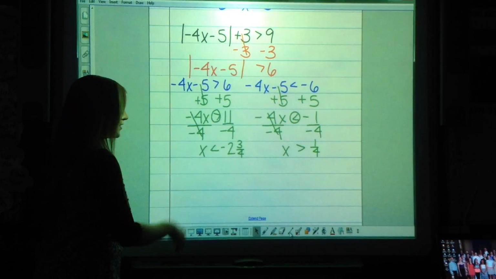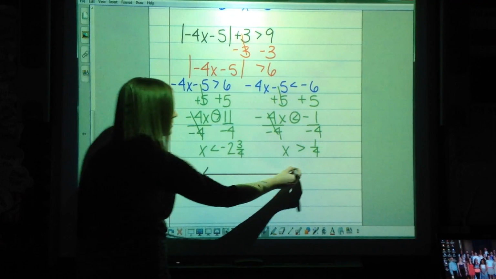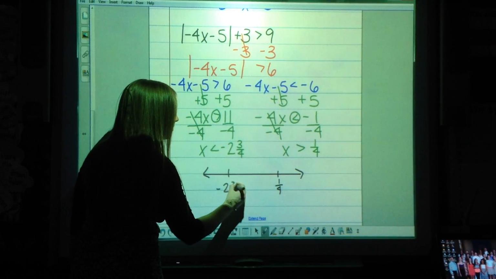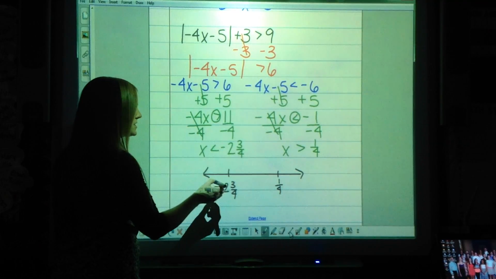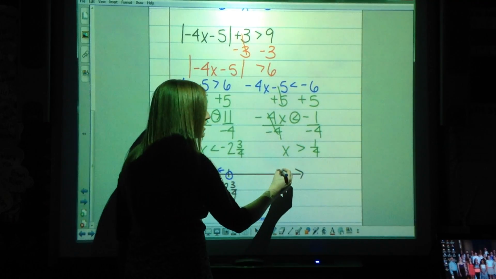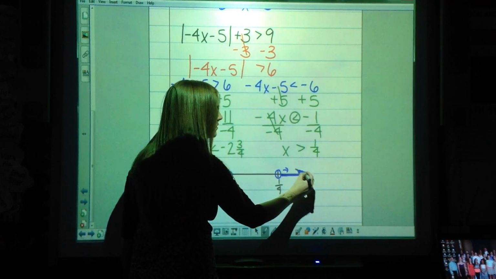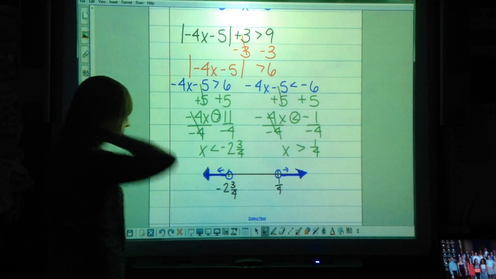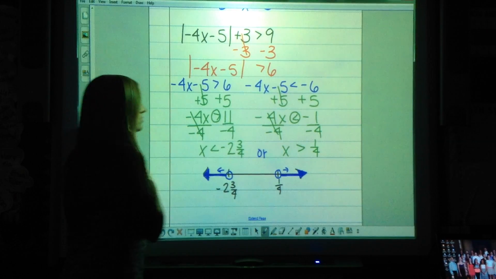Okay. If you can't tell if that's an and or an or, you're going to want to graph. This says x is less than negative 2 3/4, and x is greater than 1/4. This is an or. So my answer would be the graph and this inequality.